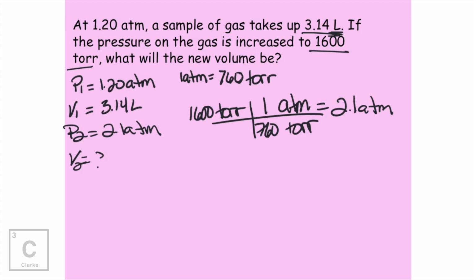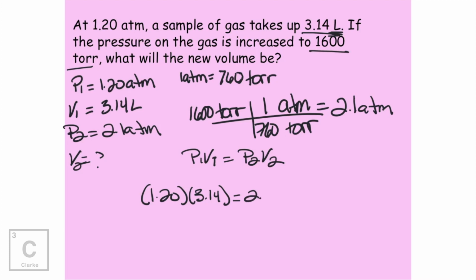Okay, so let's talk about how to work this problem. Remember, our formula was P1 times V1 equals P2 times V2. I like to just go ahead and put those numbers in. Some people like to rearrange this formula. I like to just put the numbers in. So in P1 spot, I'm going to put 1.20. In V1 spot, I'm going to put 3.14. In P2 spot, I'm going to put 2.1. And in V2 spot, I'm going to leave that V2 because that's what we're solving for.